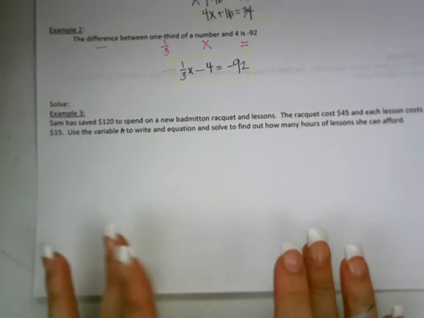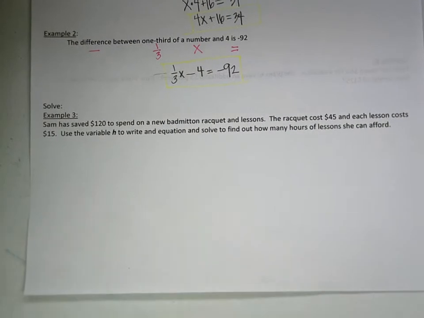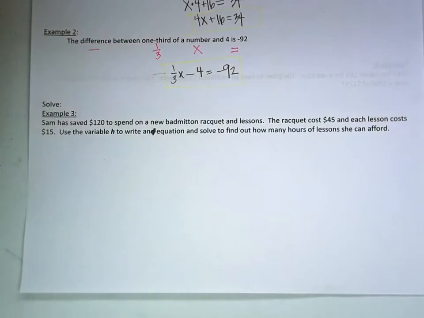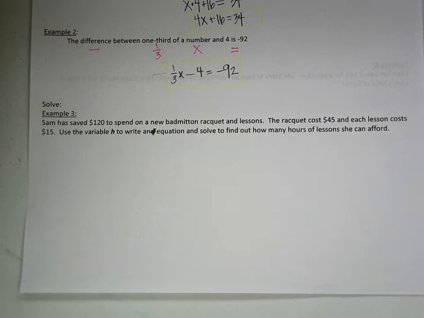I wrote out these word problems for you on purpose so that you didn't have to write all the words. It says Sam has saved $120 to spend on a new badminton racket and lessons. The racket costs $45 and each lesson costs $15. Use the variable h to write an equation, and solve to find out how many hours of lessons she can afford. How would I write this equation?